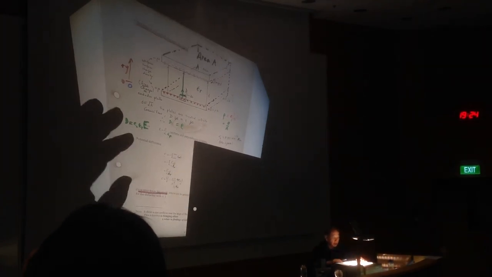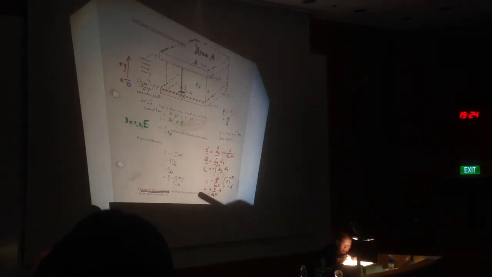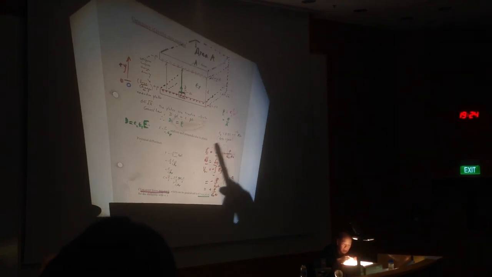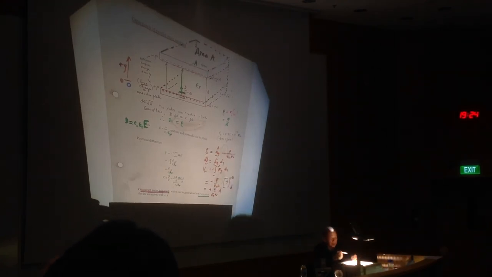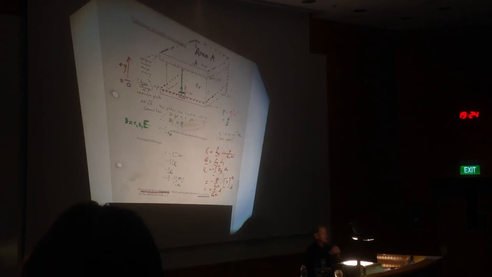This can be generalized, as you know already: capacitance is epsilon naught epsilon r A over d, proportional to epsilon r, proportional to A, and inversely proportional to d. This is the detail of what you do. So whatever you do, make sure you do the right steps.